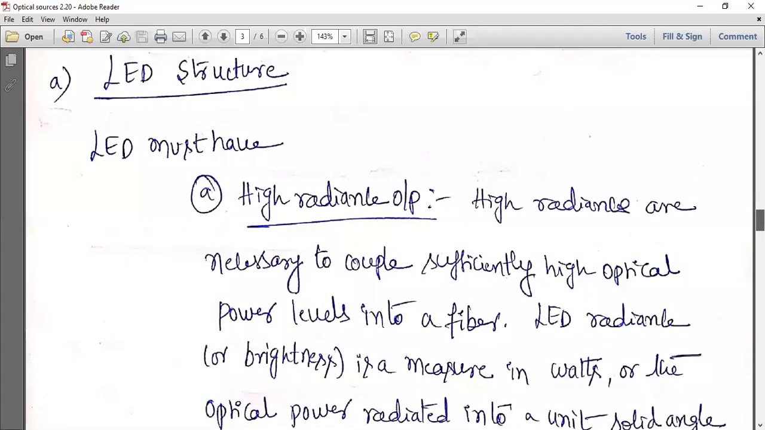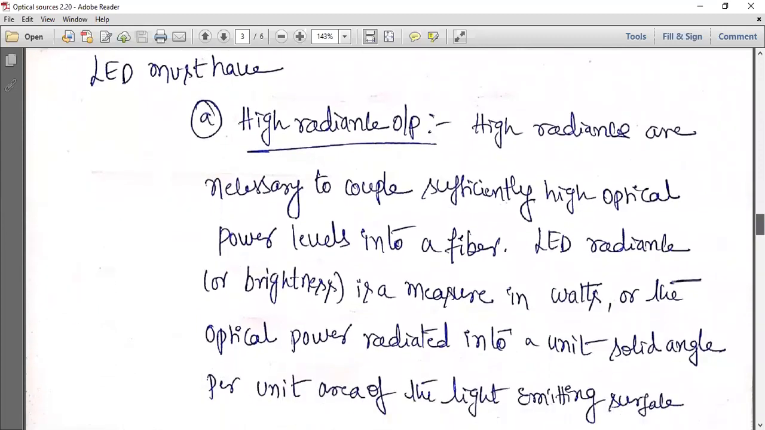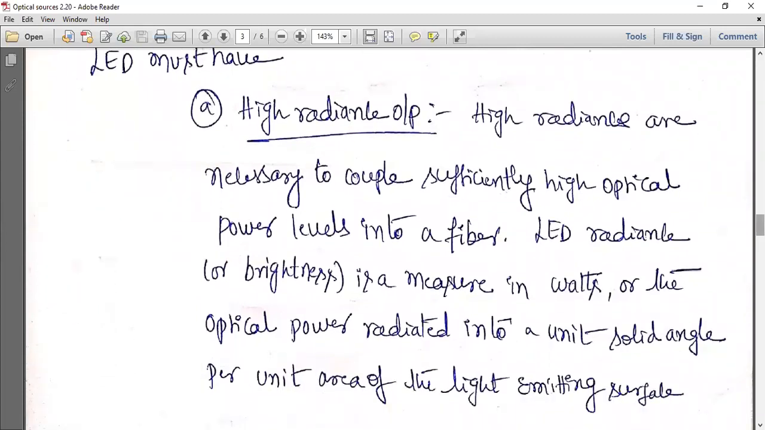Next we go through the LED structure. Before you understand the LED structure, we should know the properties of LED. It has to generate high radiance, which means the output power level. The input for LED will be an electrical pulse, a current input. That electrical pulse in terms of current is fed into the LED, which converts that current pulse into the optical domain, a light beam. So it has to generate a high output power. That is high radiance output.